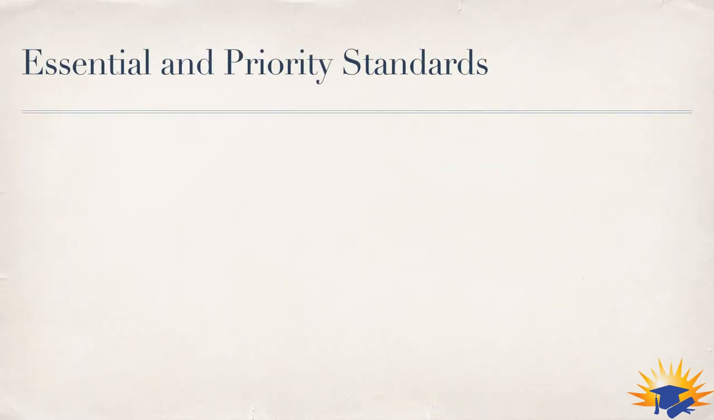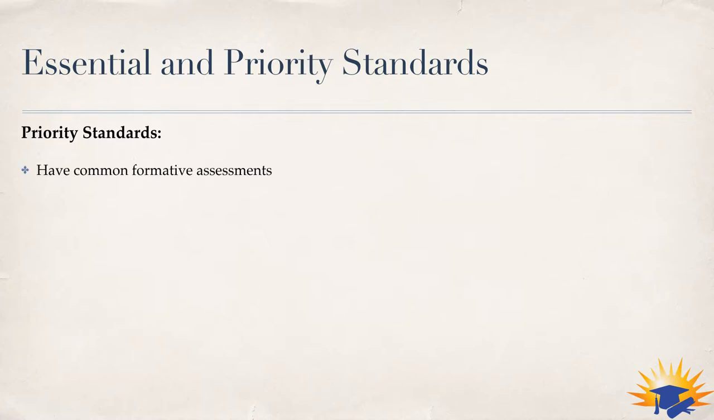Essential standards and priority standards have much in common in their definition, as they should. Some of the essential standards are priority standards that were already identified for your grade level or course. They have some technical differences as well, though. Priority standards are the standards that have proficiency scales with common formative assessments. They are the standards worthy of reporting student progress as determined by our extensive review of the performance level descriptors provided by the Department of Elementary and Secondary Education.